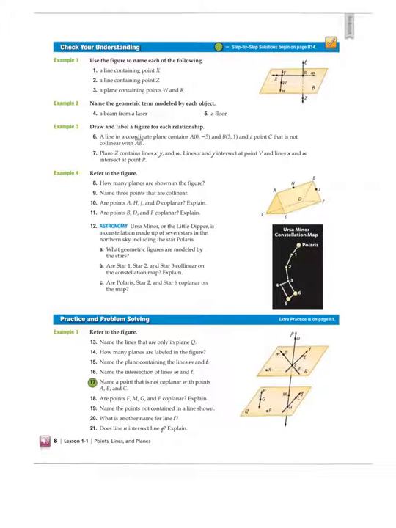Let's proceed by looking at some of the exercises that are in the book, so that you'll be prepared to do the worksheets that I have laid out for you in the Google Classroom. Okay, I'm looking at number 1, a line containing point X. Now we're supposed to use the figure to name the following.